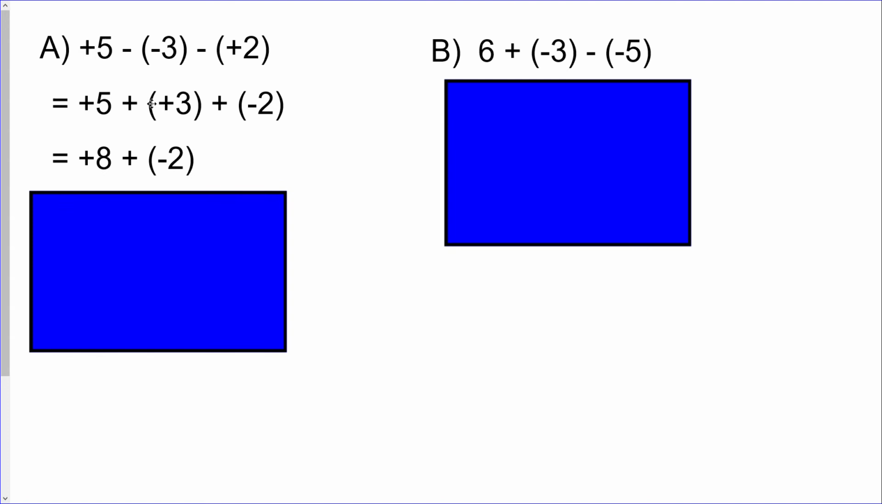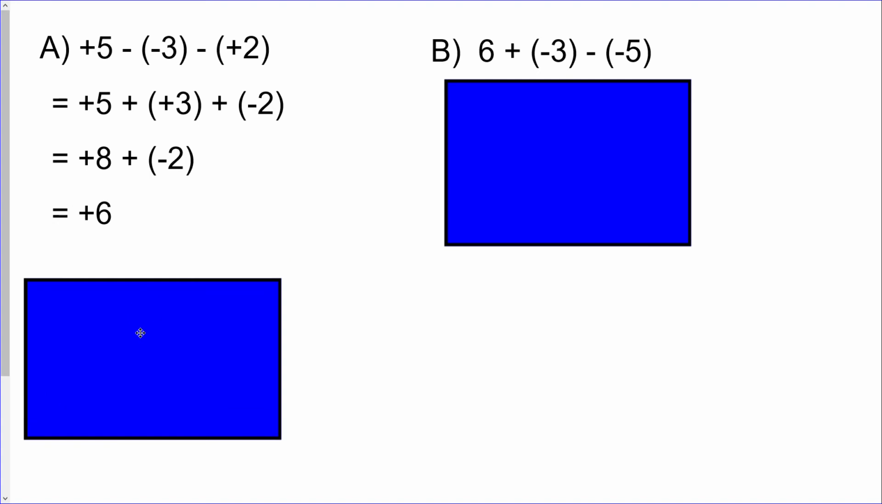Okay, so I do it in a few steps. With just those numbers there, you could probably do it all at once. That's just fine. So 5 plus 3 equals positive 8. And then when you add negative 2 to that, you end up with positive 6. So you take 8, you go 2 in a negative direction, you get 6.